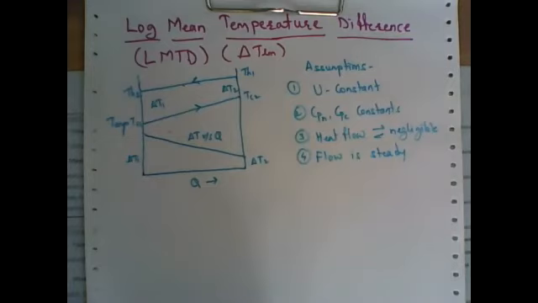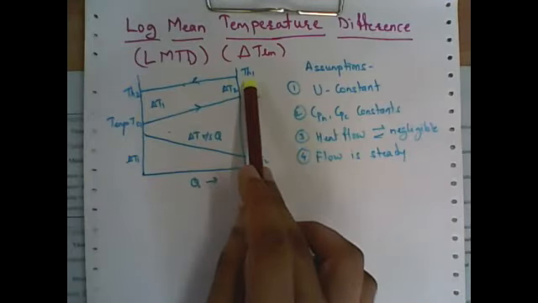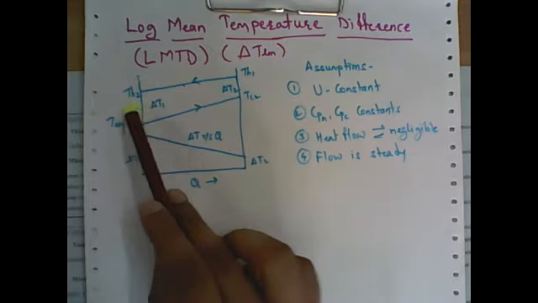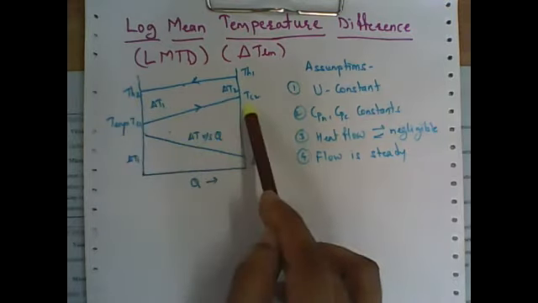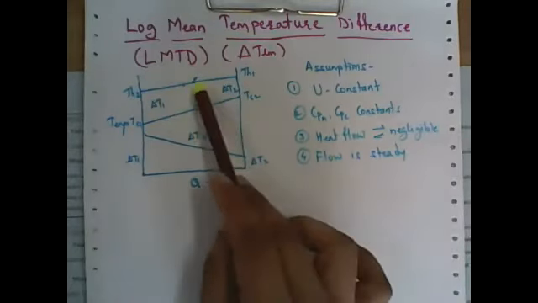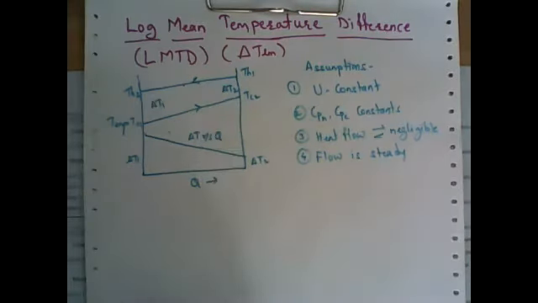For that, we have to consider a heat exchanger where one fluid is hot and the second fluid is cold. These are the temperatures: TH1 and TH2 are the inlet and outlet temperatures of the hot fluid, TC1 and TC2 are the temperatures of the cold fluid, and we are assuming that it is a counter current case. So opposite direction means it is a counter current case.